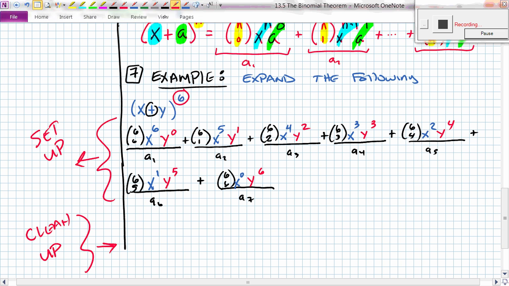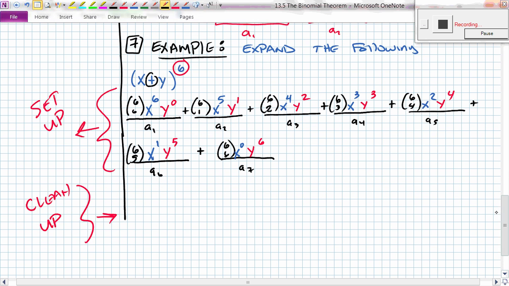Here's the cleanup. Now, what is 6 choose 0? That's going to be 1. What's 1 times x to the 6th? What's x to the 6th times y to the 0? So my first term is just x to the 6th, and I have cleaned up my first term. You get it, right? Okay, now, plus.